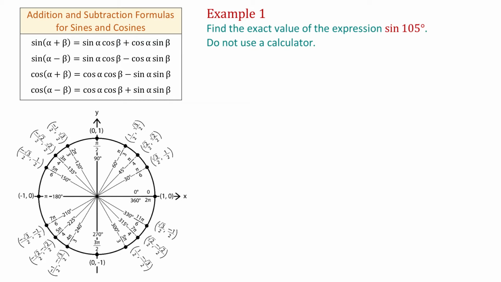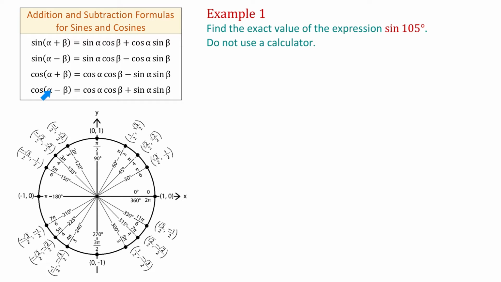Hello! In this video, we will use the addition and subtraction formulas for sines and cosines to solve 4 examples. In the first example, we need to find the exact value of the expression sine of 105 degrees, and we cannot use a calculator. So then, if we cannot use a calculator, then we need to work with some recognizable angles from the unit circle.